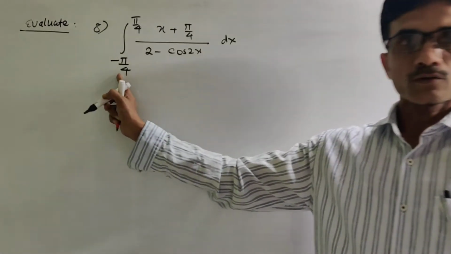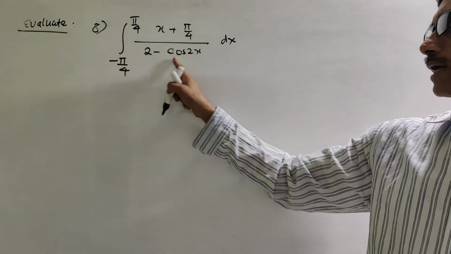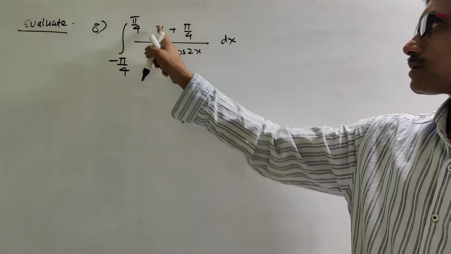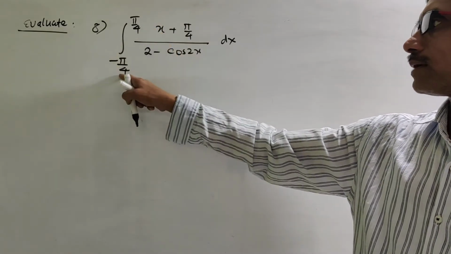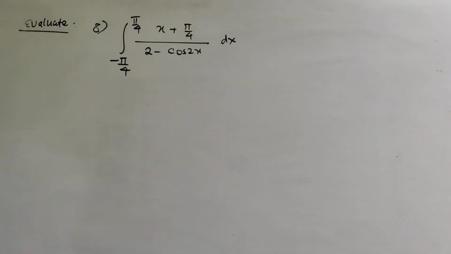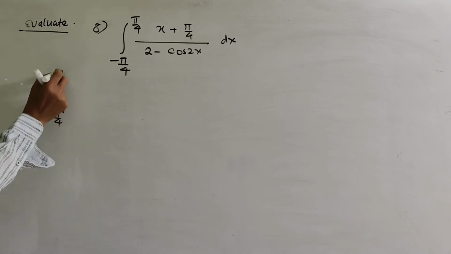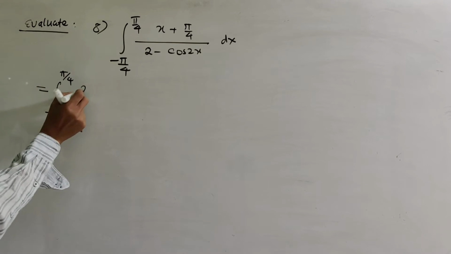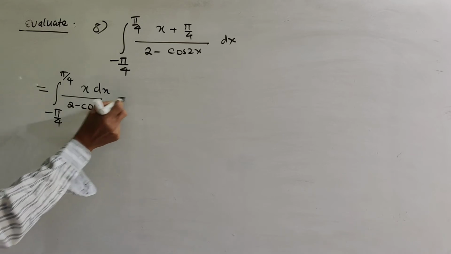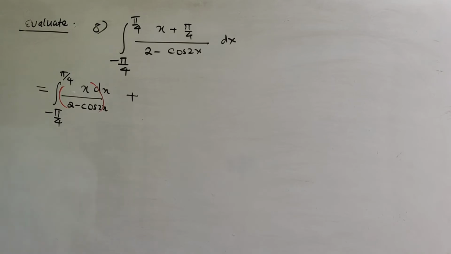Now let's see question number 8. Minus pi by 4 to plus pi by 4, (x plus pi by 4) upon (2 minus cos 2x). So we separate this integral, x upon this and pi by 4 upon this. So x is what? Odd function. So clearly minus a to plus a f(x) dx will be 0. So we separate this integral, minus pi by 4 to plus pi by 4, x dx upon 2 minus cos 2x, which is an odd function. This function is odd function and its value will be equal to 0.